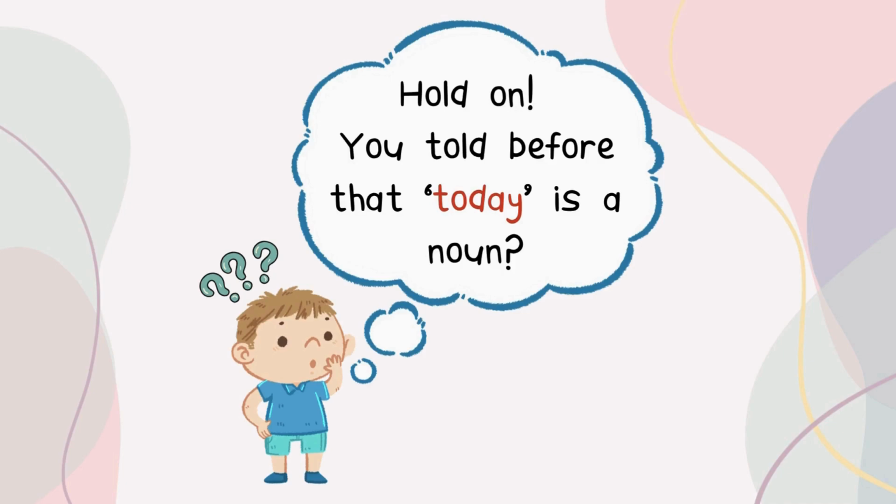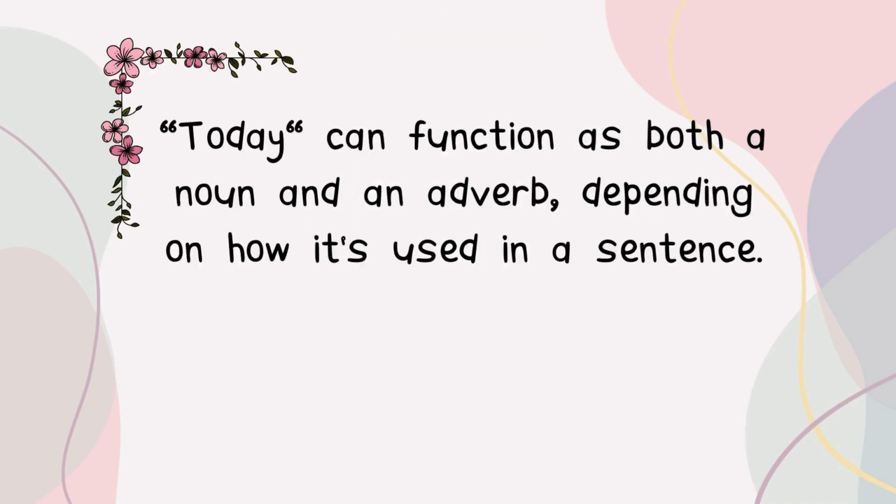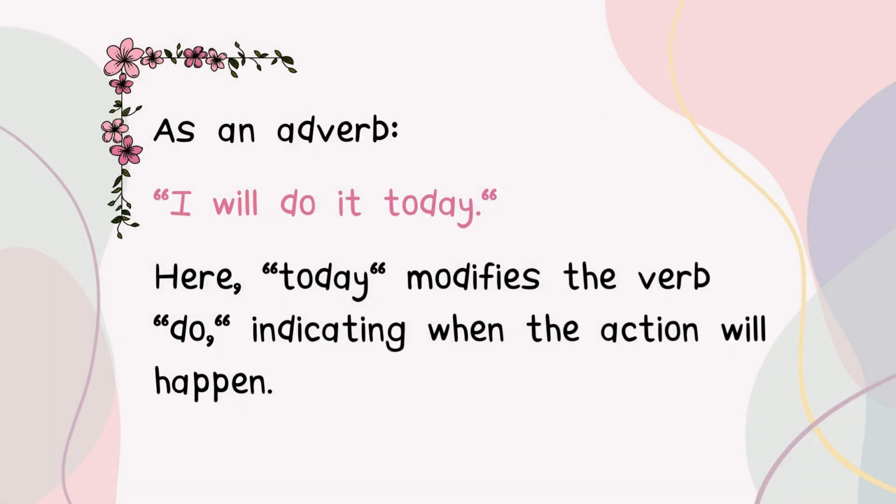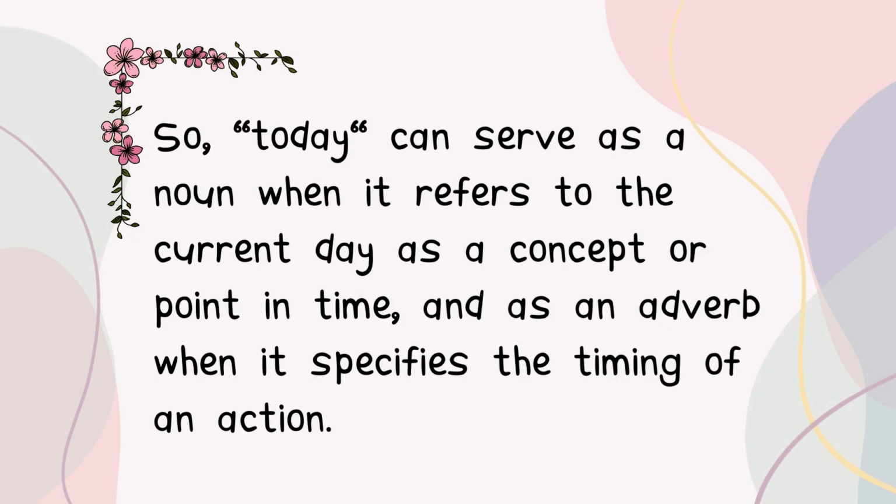You told before that today is a noun? Today can function as both a noun and an adverb, depending on how it's used in a sentence. As a noun: today is Monday. Here, today is the subject of the sentence, functioning as a noun. As an adverb: I will do it today. Here, today modifies the verb do, indicating when the action will happen. So today can serve as a noun when it refers to the current day as a concept or point in time, and as an adverb when it specifies the timing of an action.